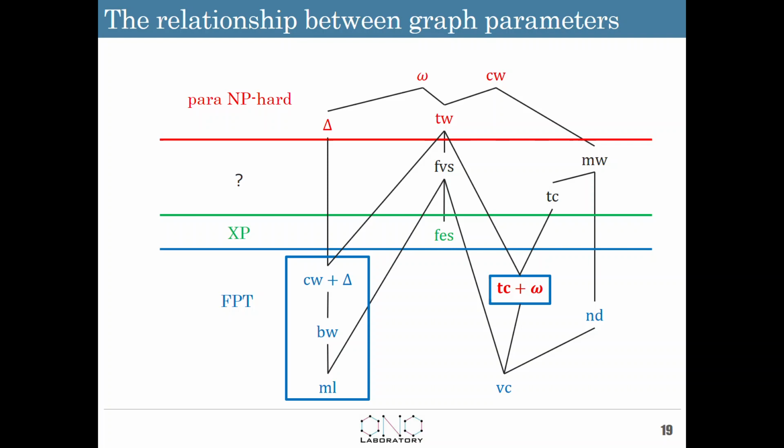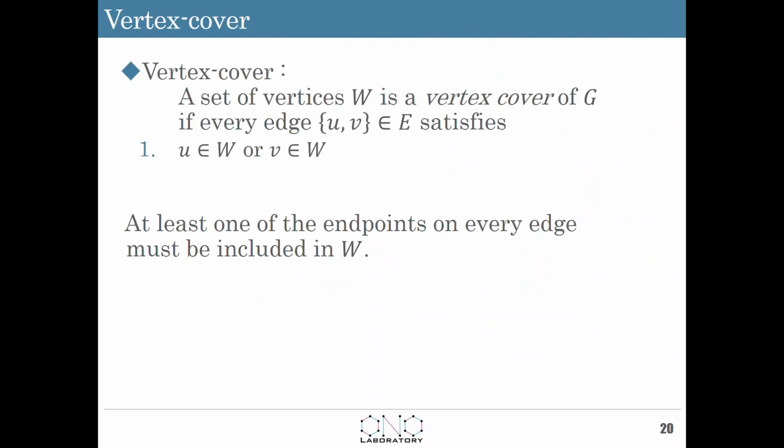To explain our algorithm parameterized by twin cover, I first present an FPT algorithm parameterized by vertex cover, which is proposed by Fiala et al. A set of vertices W is called a vertex cover of G if every edge UV in E satisfies U in W or V in W. In other words, at least one of the endpoints of every edge must be included in W.